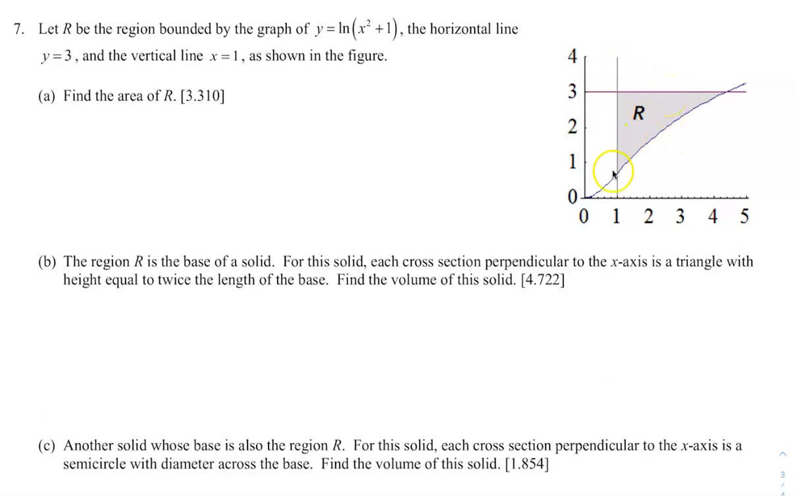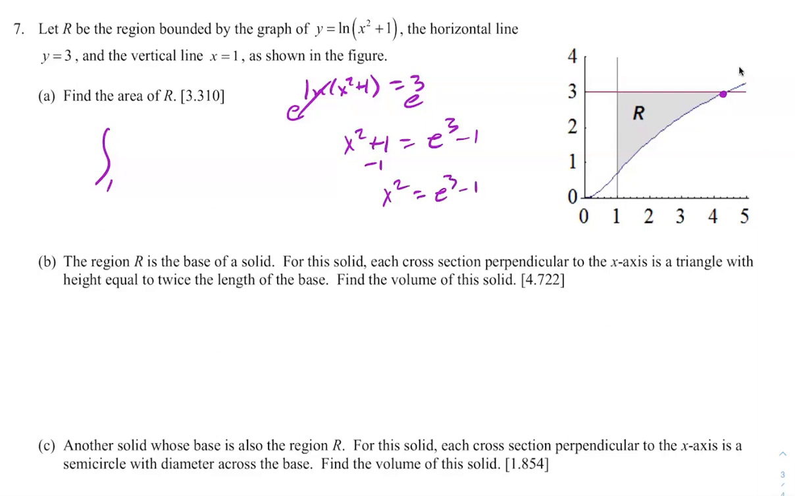So the left limit's 1, that's easy. The right limit looks like 4, but we got to make sure. So to make sure where it actually crosses, let's solve it. We can set natural log of x squared plus 1 equal to 3. So we actually got to solve it. Then we take e of both sides. So I get x squared plus 1 equals e cubed. Subtract 1. x squared equals e cubed minus 1.